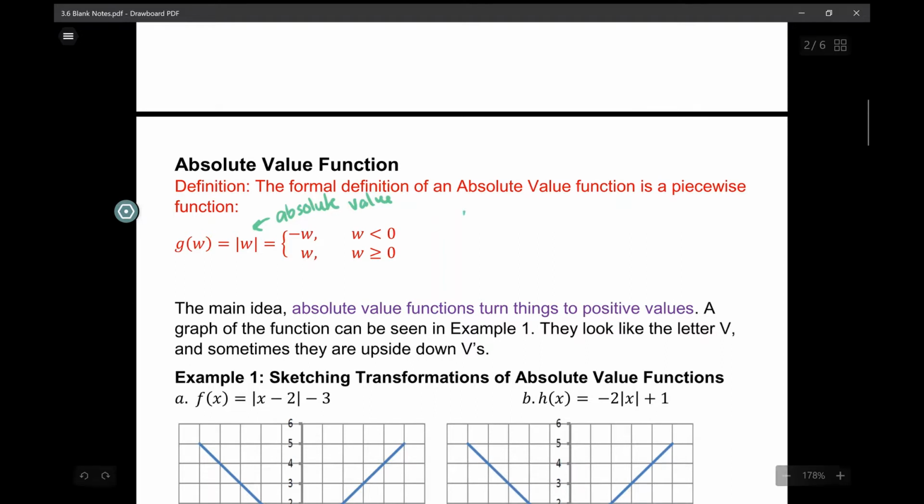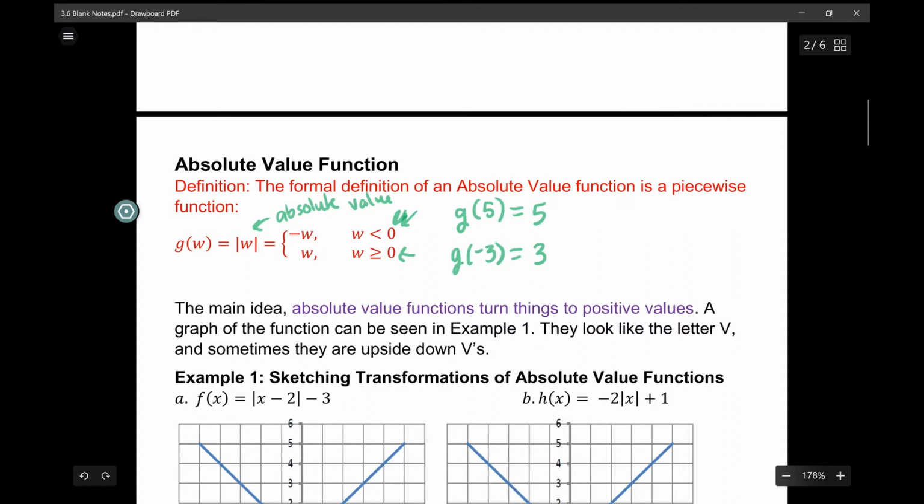So let's plug in a couple values and make sure we understand this. Let's do g of 5. Well, 5 is the second category here, right? It's greater than or equal to 0, so the function value is just 5. G of negative 3, well, negative 3 is less than 0, so that's this top one, right? And so we take the opposite of negative 3, so that would be 3.